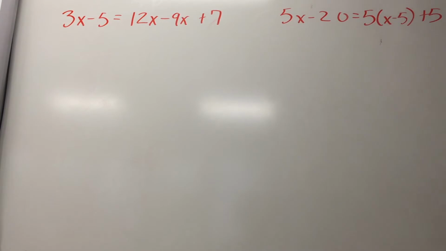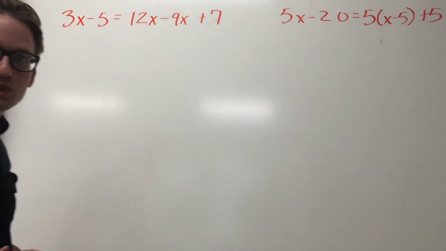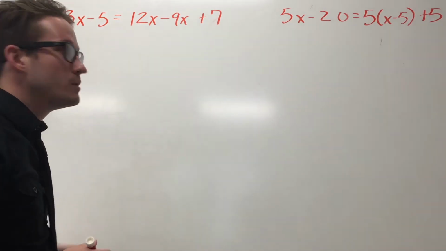Now, equations have 3 types of solutions. What we just looked at were 1 solution. What are the other 2 types? Well, that's what we're going to look at now. Now, our first type of solution was 1 solution. Let's see what this problem shows us.